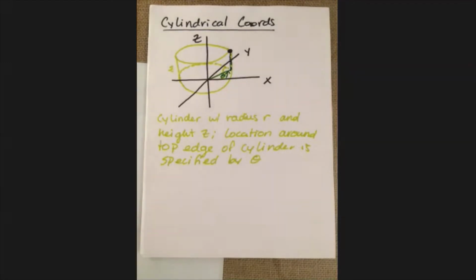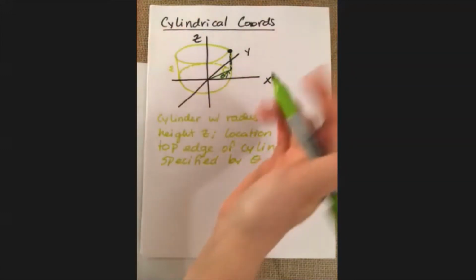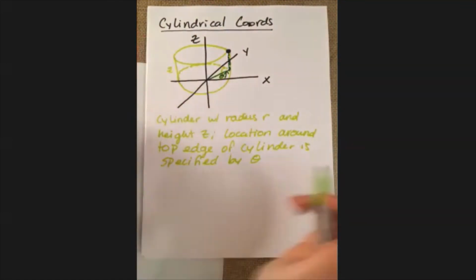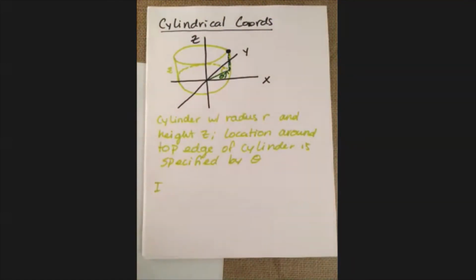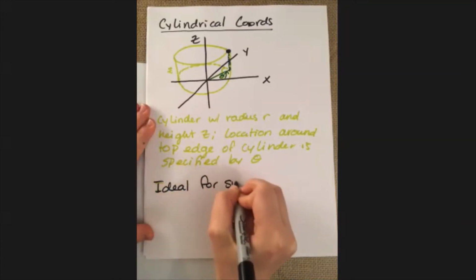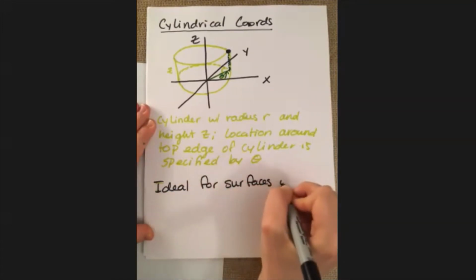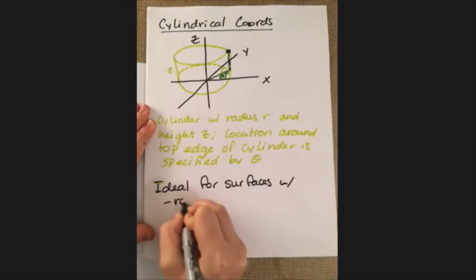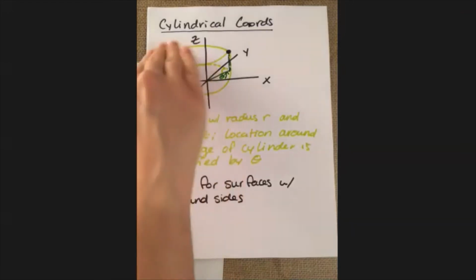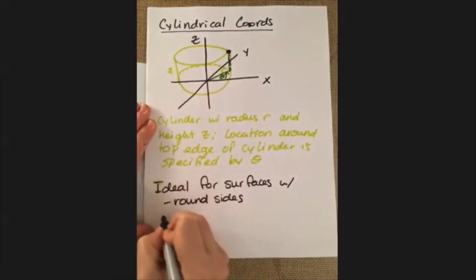And so when we're thinking in terms of cylinders, we want to start working with surfaces that are, well, cylindrical, right? They have nice flat tops and then they're kind of round around the edges. So they're ideal for surfaces that have round sides and that have a flat top or a flat base.